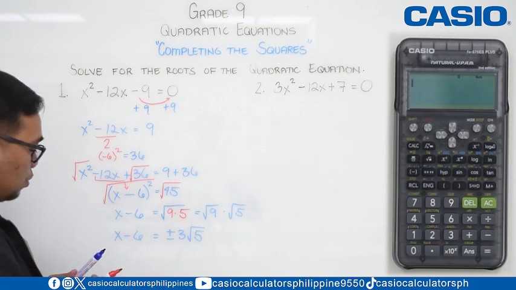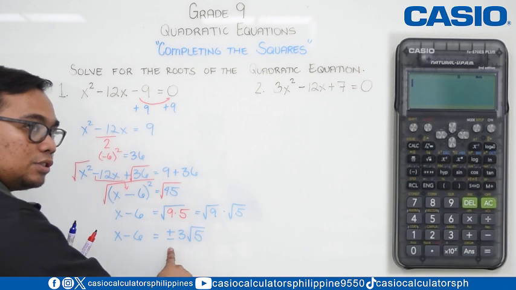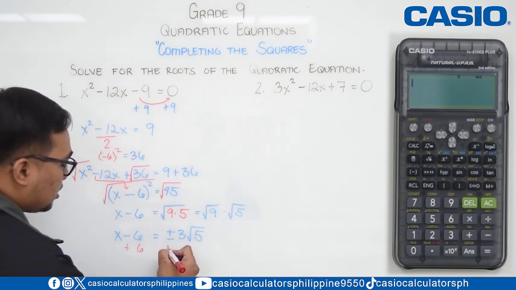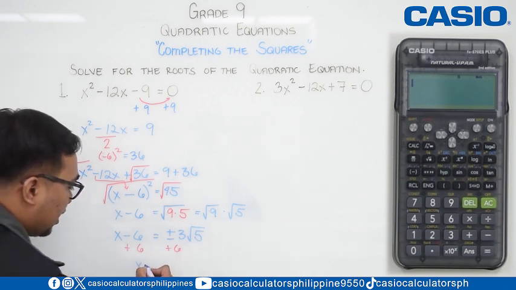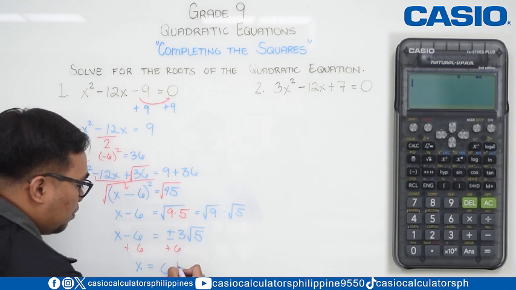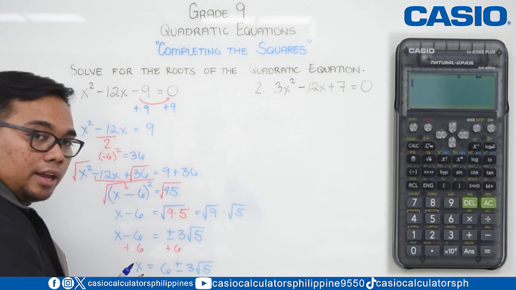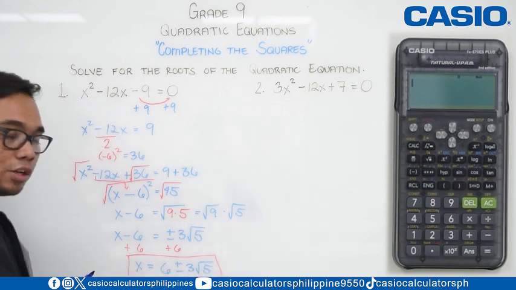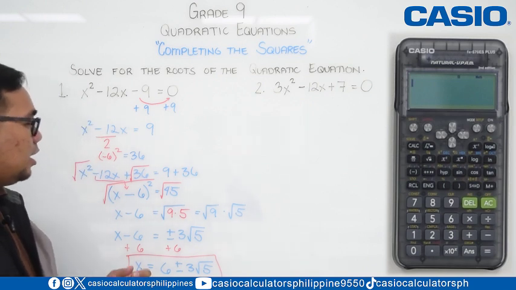And then we need to move or transpose the negative 6 to the right side. And then we need again to add 6 to both sides of the equation. And that will be our x is equal to 6 plus or minus 3 square root of 5. And now we have here the roots of our quadratic equation x squared minus 12x minus 9 is equal to 0.